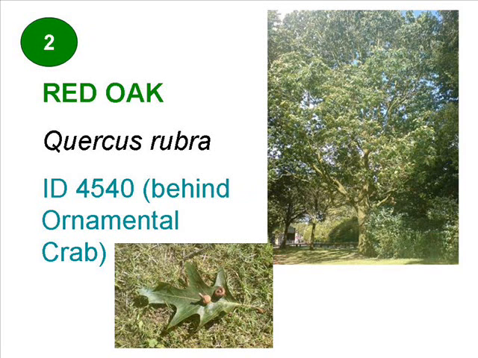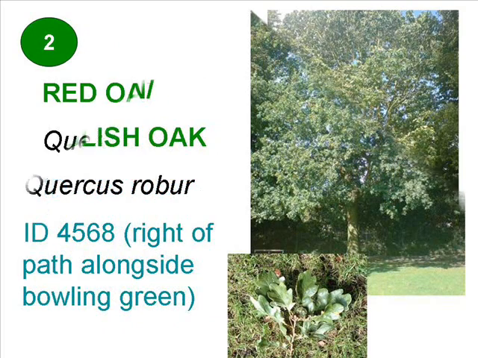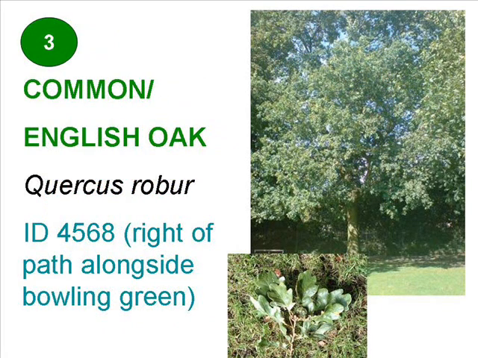We now move to tree 3, which is the common oak and is on the path opposite the bowling green. Our third tree is the common or English oak, ID 4568, which is on the right of the path alongside the bowling green on the field.